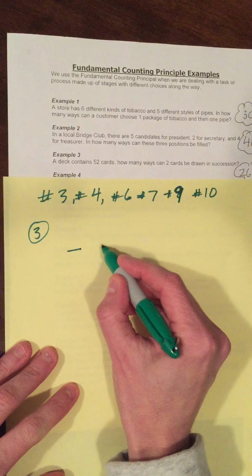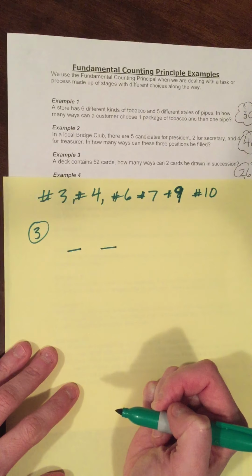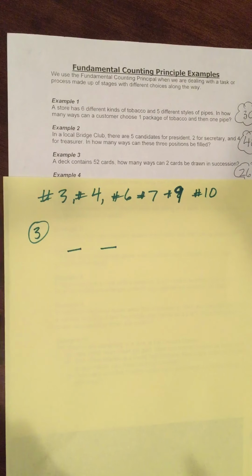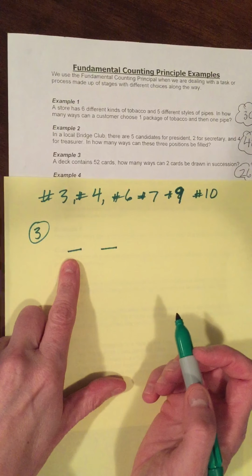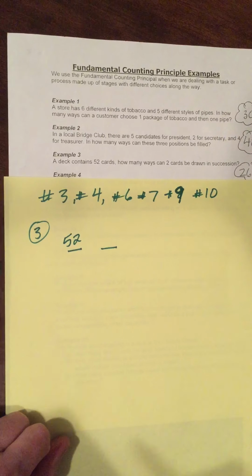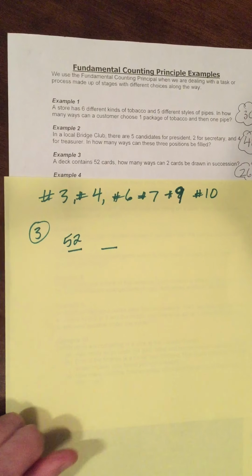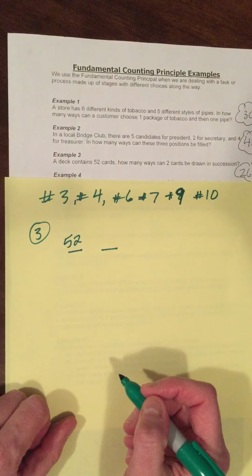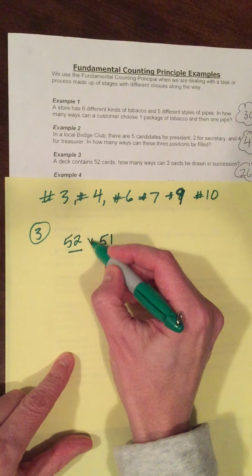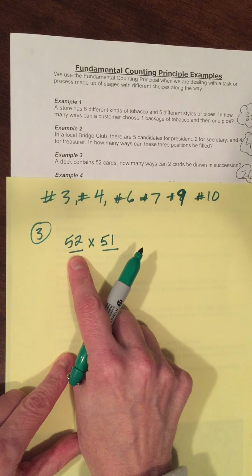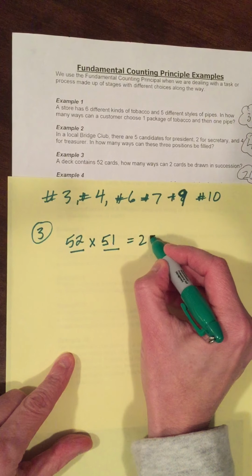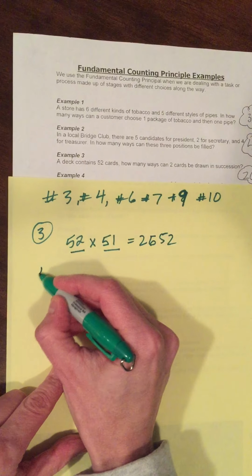So if I'm looking at making 2 draws, I want you to envision me fanning out a deck of cards in front of you. On your first draw, you have 52 choices. You take that card, you put it in your pocket. I fan the cards out in front of you again. And now on your second draw, you have 51 choices. So how many choices do I have on the first pull? How many choices do I have on the second pull? For a total of 2,652.